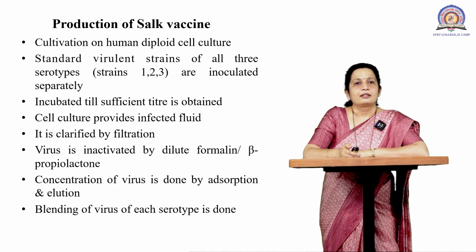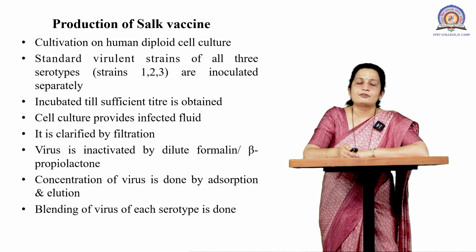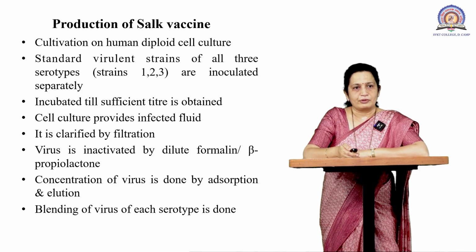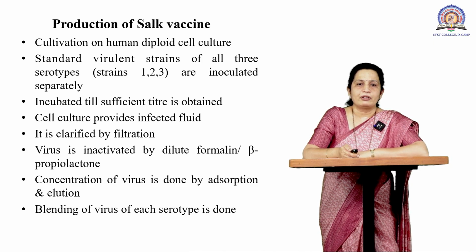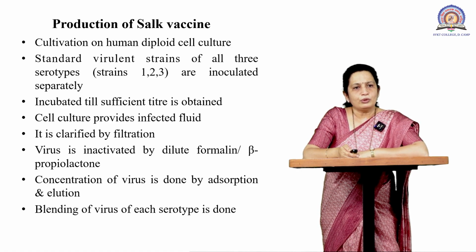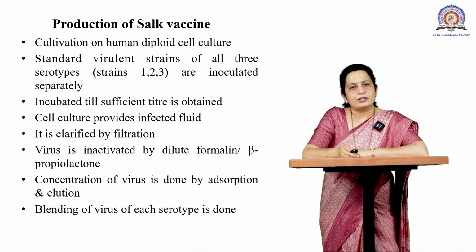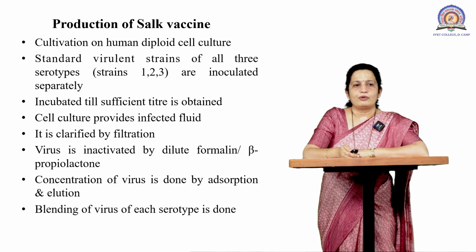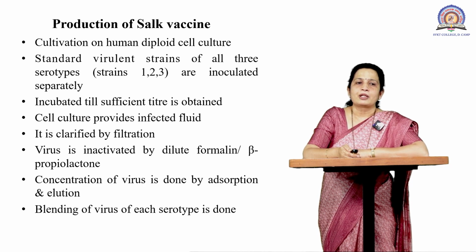Now, inside the cell, the virus particles will grow and that fluid will contain virus particles. Then this fluid is collected and filtered, and this clarified medium will contain the virus particles. After this cultivation, these virus particles are inactivated using chemicals like dilute formalin or beta-propiolactone, and as it is in a very dilute form, the further step is concentration of virus. For concentration, an adsorption mechanism is used, and then the adsorbed virus particles are eluted.